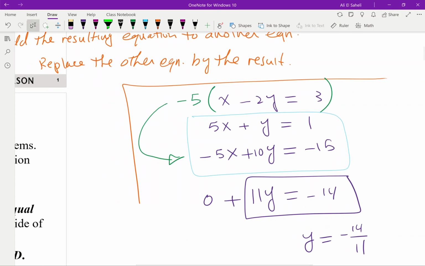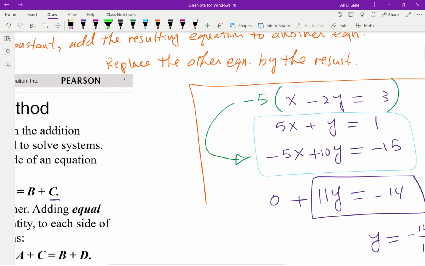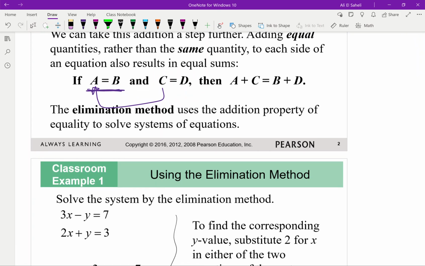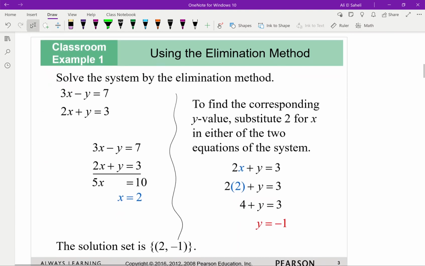So instead of adding the same quantity to this second equation, to the left side of the equation I'm adding this, and to the right side of the equation I'm adding this, because these are equal. All right. So that's the justification of that procedure. Here they did not talk about multiplying the equation by a constant, but it's the same thing. We know that you can always multiply an equation by the same constant.